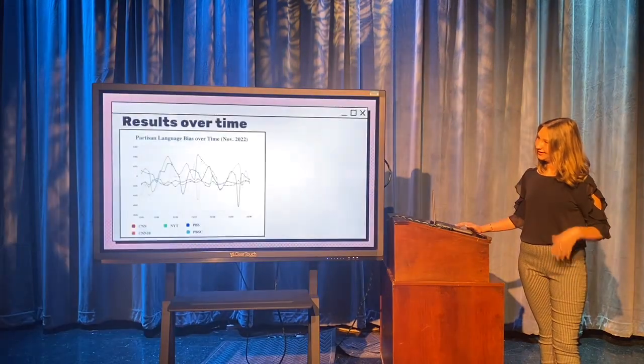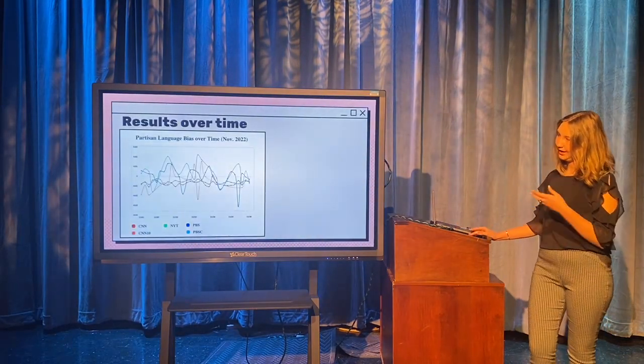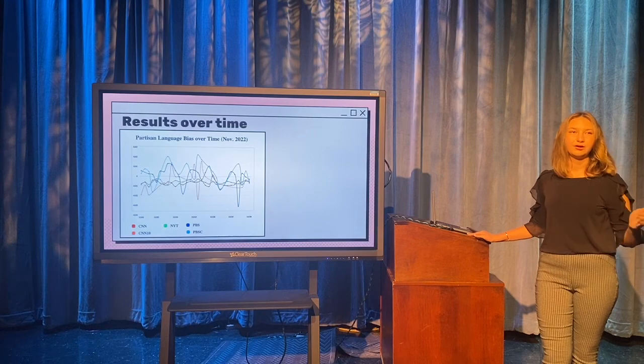Also, I did it over time. So this is the average of every day in November for every article posted.